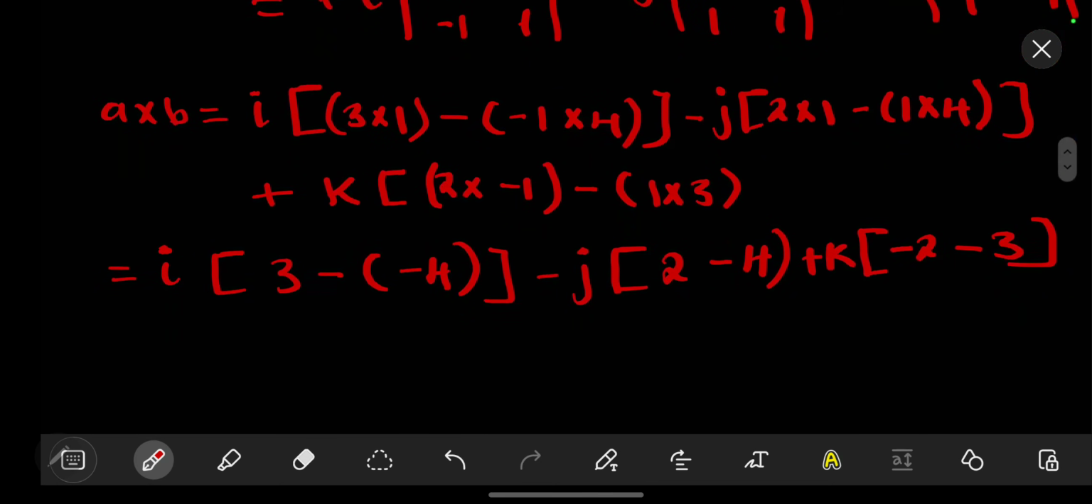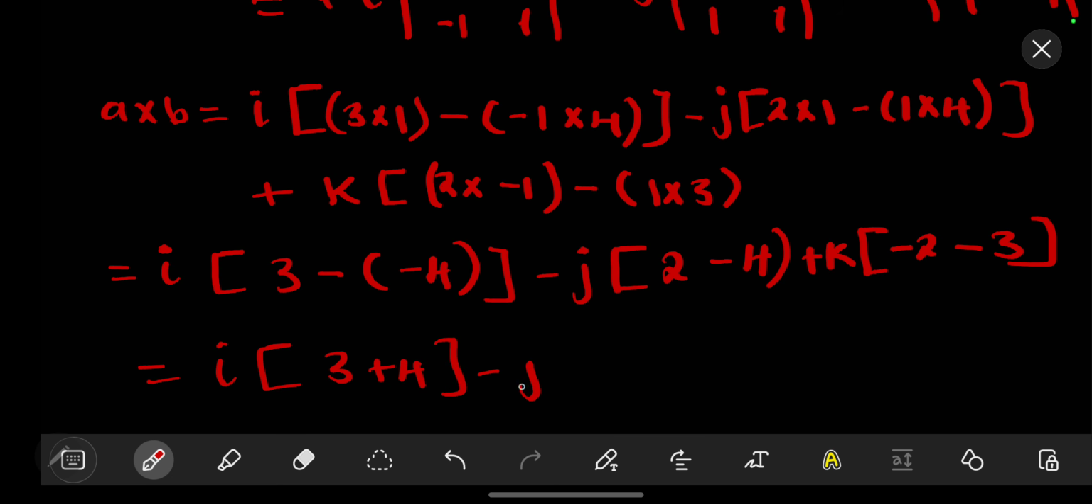Then after doing that, we can simplify things. So this will be our i. Then in brackets we have our 3. Negative times negative, it will be +4. Then we have minus j. Then we are going to have a 2 minus 4. It gives us -2. Then we have plus k. Then finally we have -2 minus 3. It will give us -5 like that.